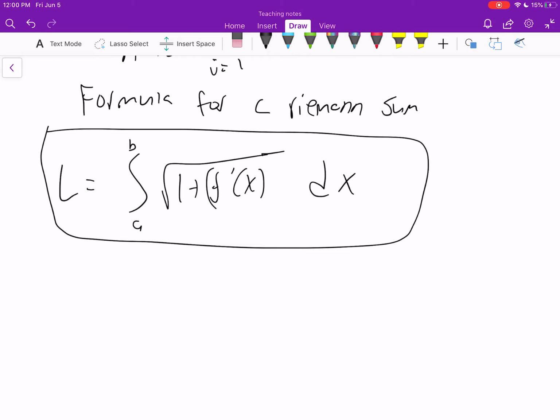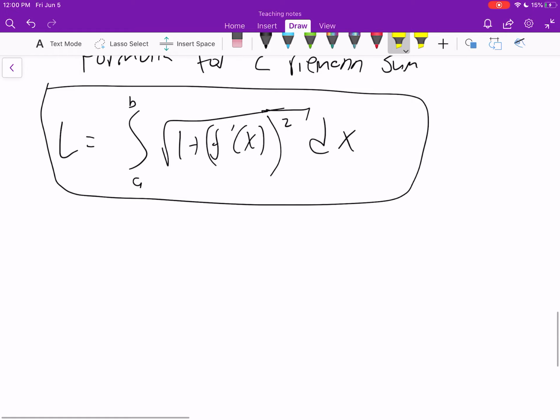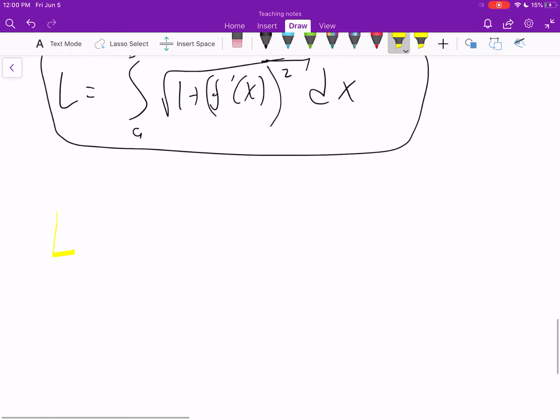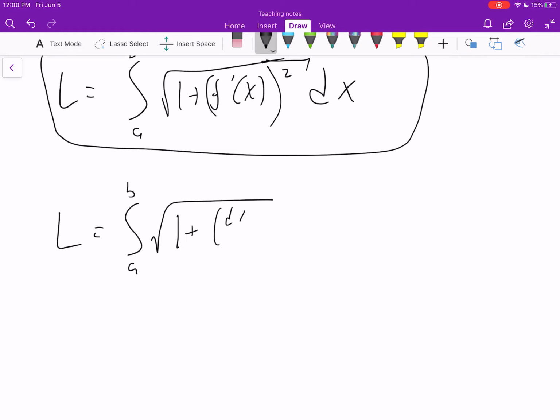Let me write it a little neater. So this is how you find arc lengths of curves in the two-dimensional space we're working in right now, in the plane. So the length is going to be the integral from a to b of the square root of 1 plus f prime of x squared dx. And I'm going to write this another way. The way the book gives it is length is equal to the integral from a to b of the square root of 1 plus dy dx squared dx.